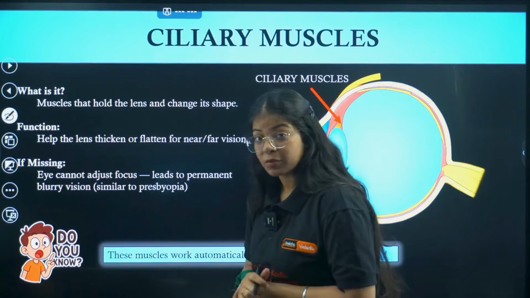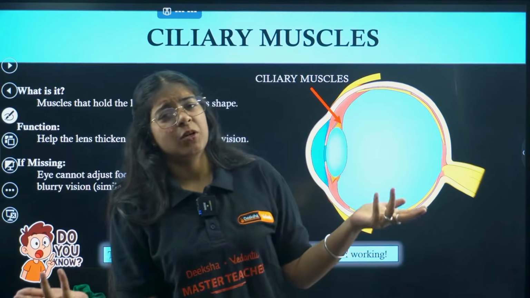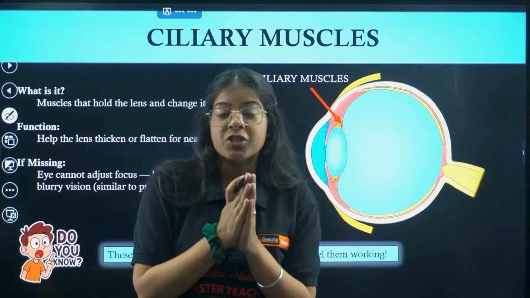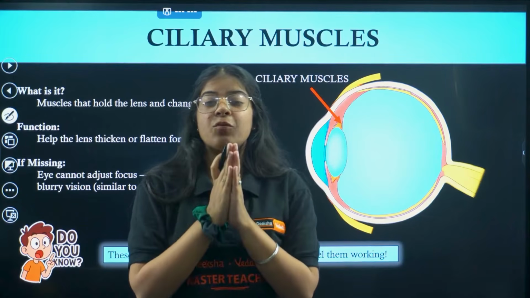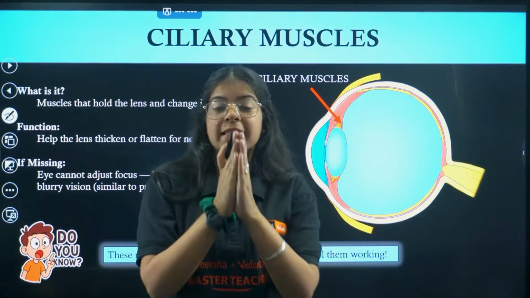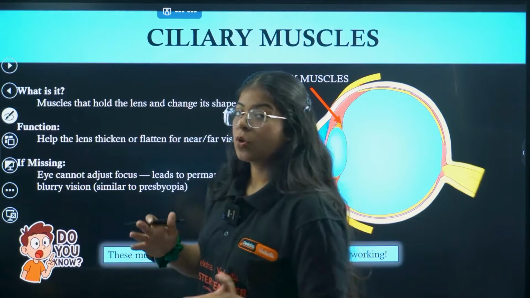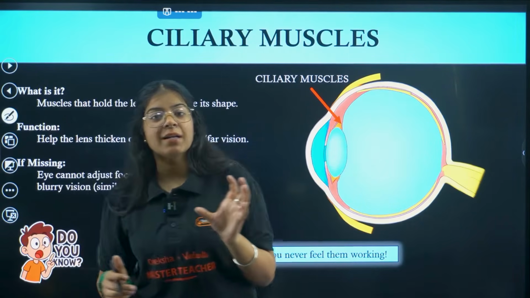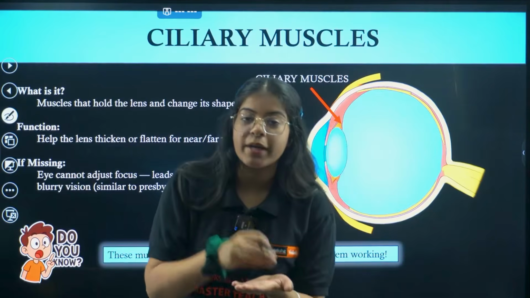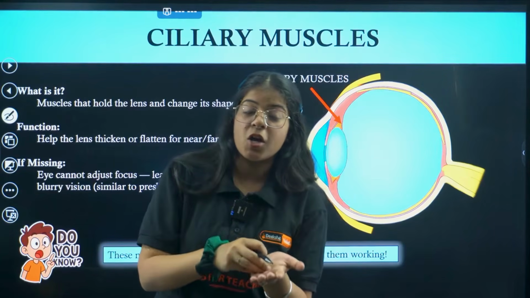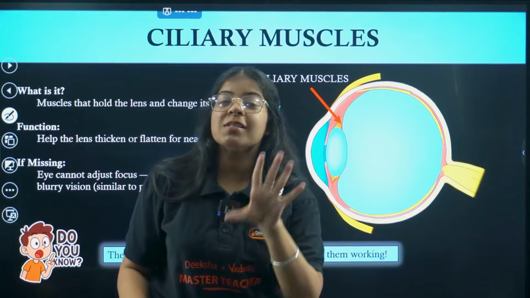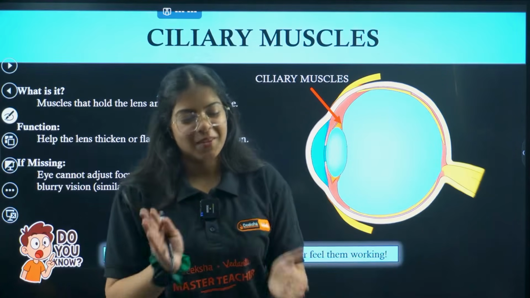Now, if it's missing, what will happen? The lens will not be able to change its shape. It won't be possible to keep the lens in that particular place or shape, because ciliary muscles play a very important part in keeping our lens at that shape and size, which is very important to focus the image on the screen. Very good. Next.